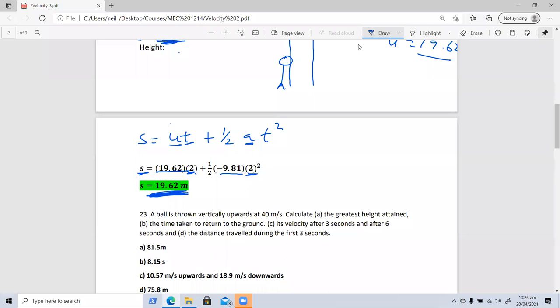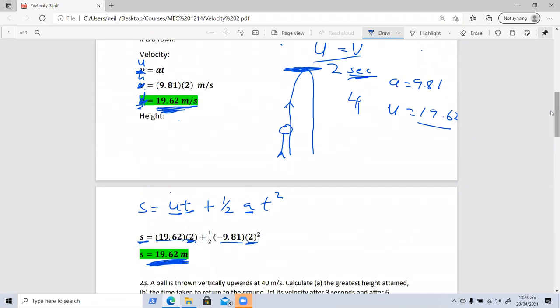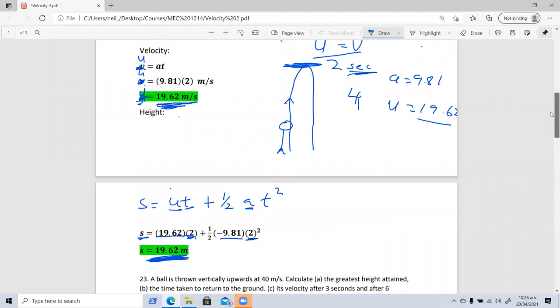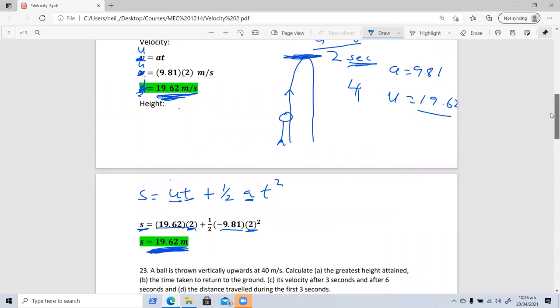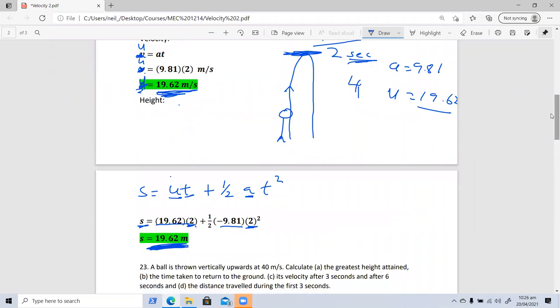Yes, sir. I have a question. Go ahead. We got the distance as 19.62 meters. And we found the velocity as 19.62 meters per second. But that is in 2 seconds. Okay, that's a good question. Maybe I can draw it right here.